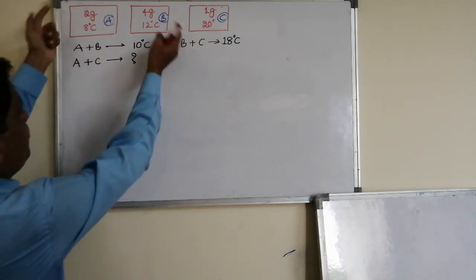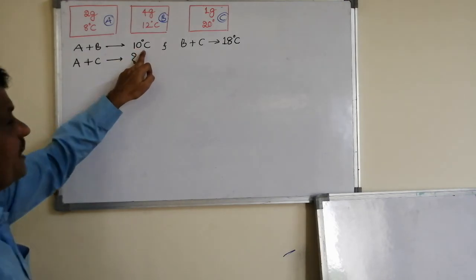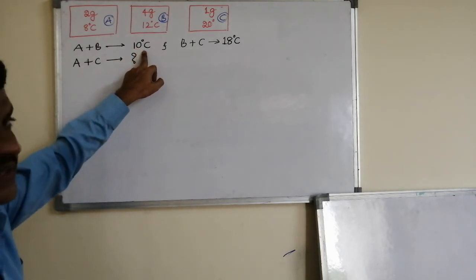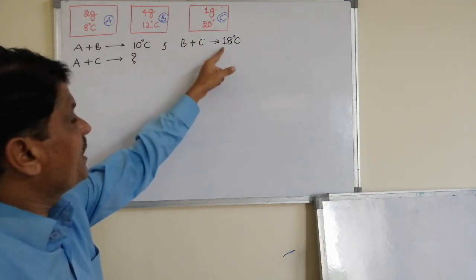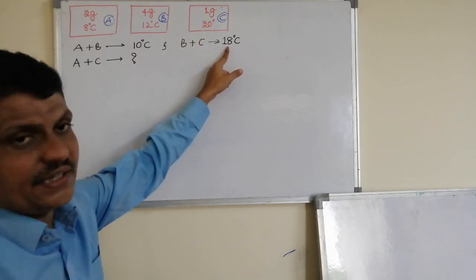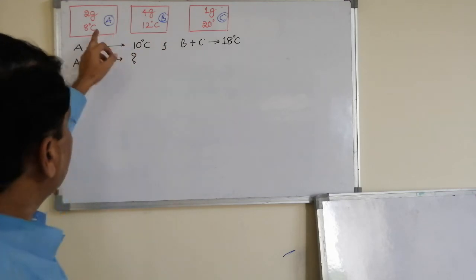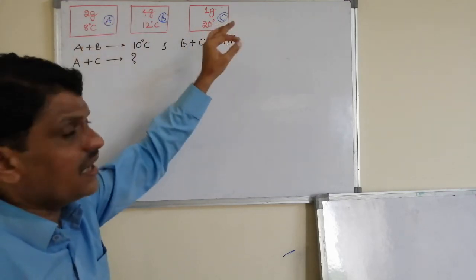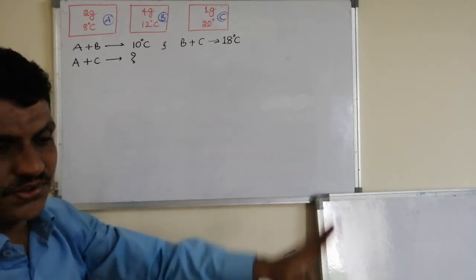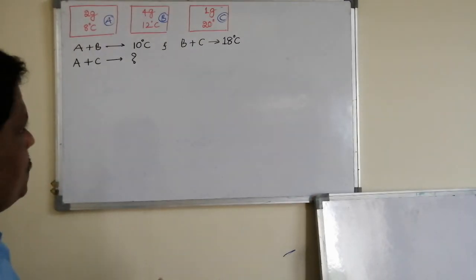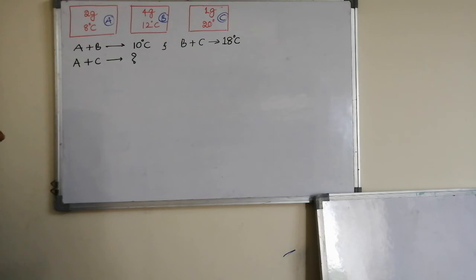When A and B are mixed, the final temperature of the mixture is 10 degrees Celsius. When B and C are mixed, the final temperature of the mixture is 18 degrees Celsius. Then when A and C are mixed, what is the final temperature of the mixture? That is the question. So for that, let's start one by one.